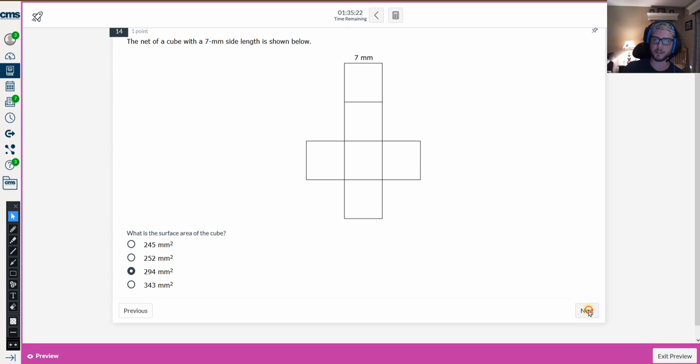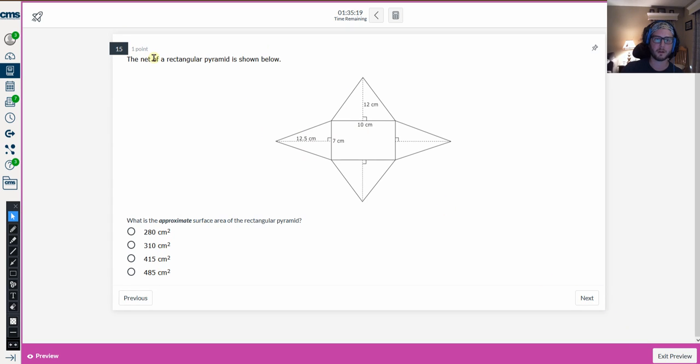Only 2 problems left now. For number 15, the net of a rectangular pyramid is shown below. And this gives an example that not all rectangular pyramids are going to have the same size triangles. For this one, it looks like my rectangle in the middle has a height of 7 and a base of 10. Now, base times height for the rectangle would just be 70. But my triangles will be different.